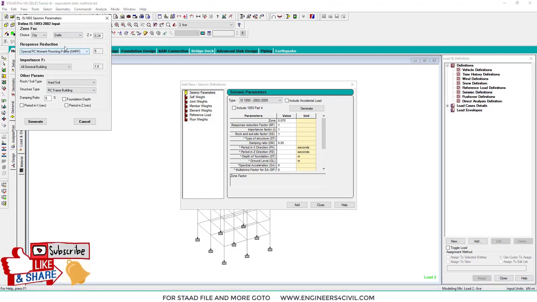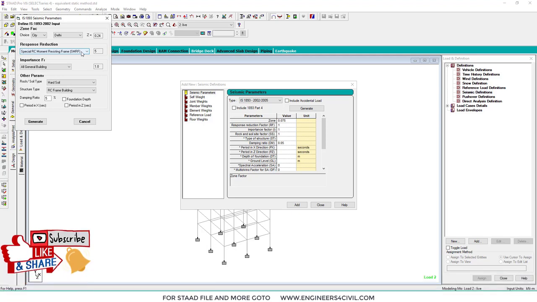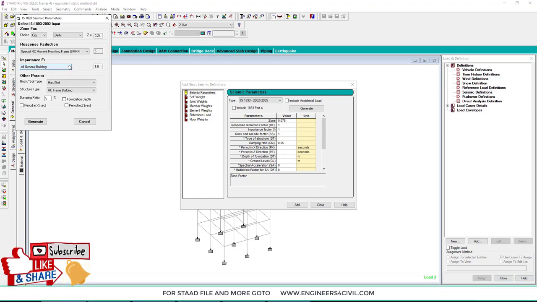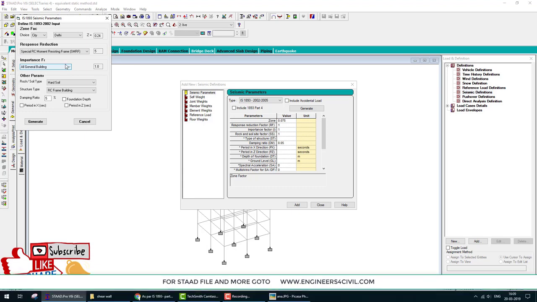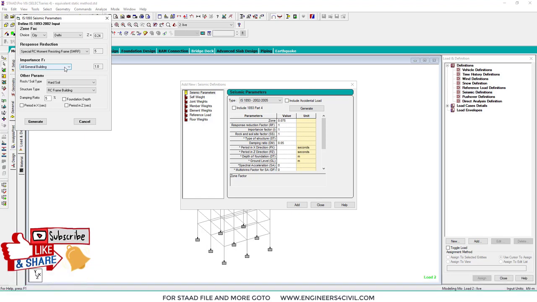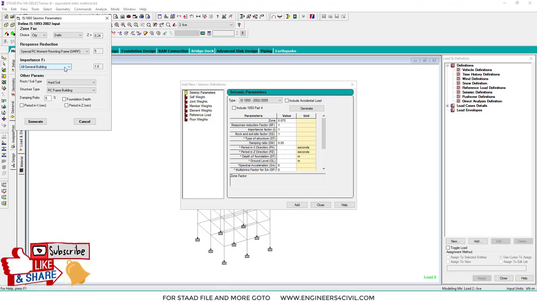After that, the second is the response reduction factor. For a moment frame, the response reduction factor is 5. We choose the default value. The next step is the importance factor, meaning if the building is important, like a hospital, dam, or school, where the population is more than in a residential building, that is an important building. If we choose an important building, the factor is 1.5; for general, we choose general.